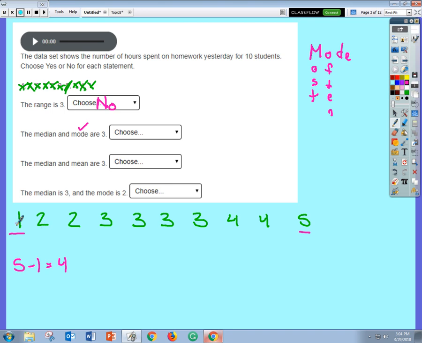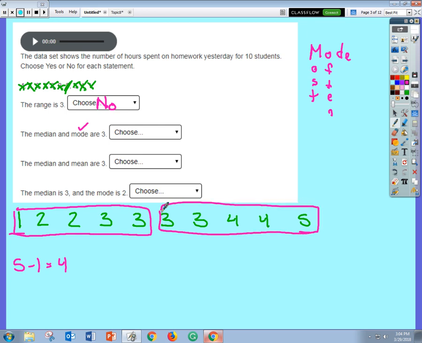Split it in half to get my 1, 2, 3, 4, 5 lower half of data, and 1, 2, 3, 4, 5 upper half of data. The number in the middle of 3 and 3 is 3. So this would be a yes, that is true. The median and mean are 3. Well, I agree that the median is 3.